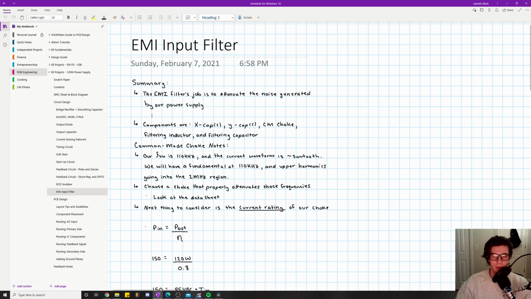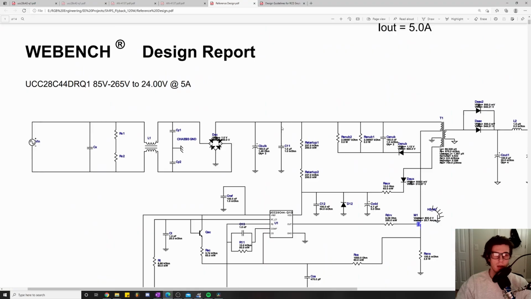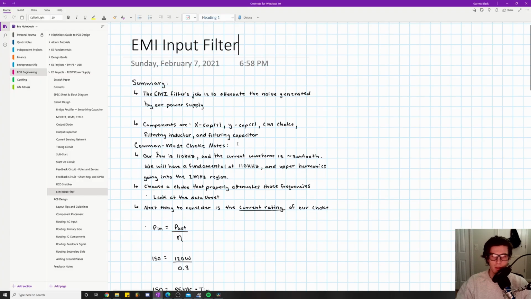The components that we'll be working with today are the X caps, the Y caps, the CM choke, the filtering inductor, and the filtering capacitor. Actually, there was not a filtering inductor featured on this circuit, but don't worry, I'll still cover everything. Okay, so common mode choke notes.